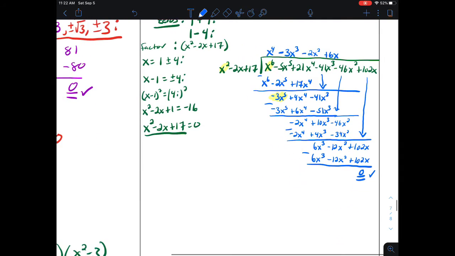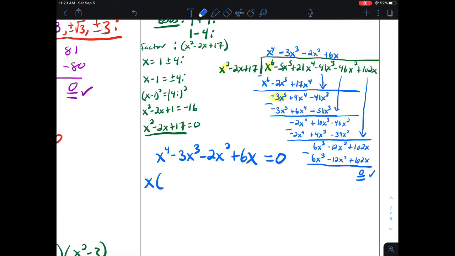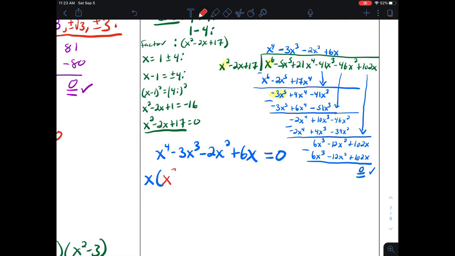Okay, so we did long division, and what we have to work with now is this polynomial x to the fourth minus 3x to the third minus 2x squared plus 6x that we want to solve for all the zeros. Notice, and I could have actually done this before the long division, that everything has a factor of x. So I could factor out an x and write everything I've got left. It'd be x times (x to the third minus 3x squared minus 2x plus 6) equals 0.